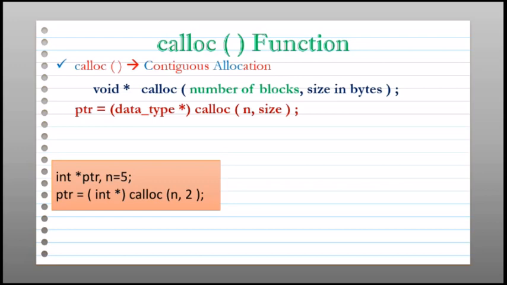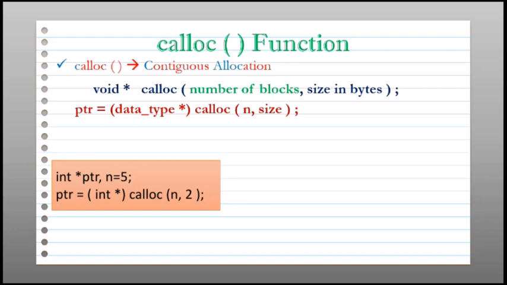Our pointer variable is of type integer, so the value returned by the calloc function, which is of type void, should be converted into integer. That's why we have used int star in brackets. This will convert the void type returned by the calloc function into int type. Now this int value will be saved in the variable ptr.